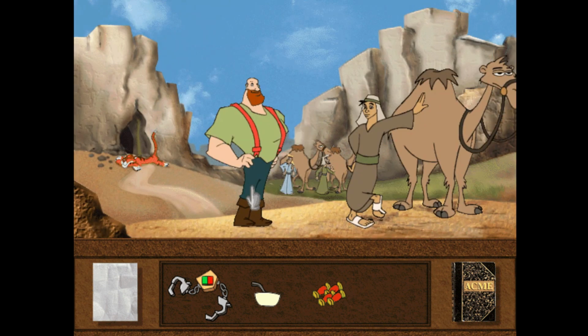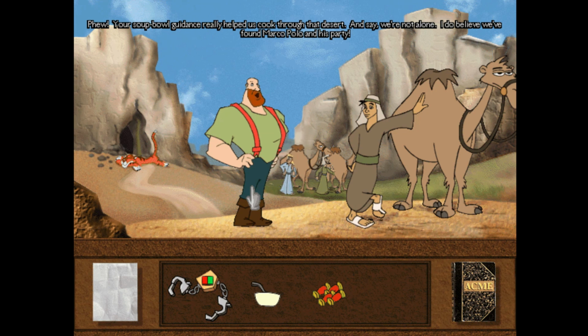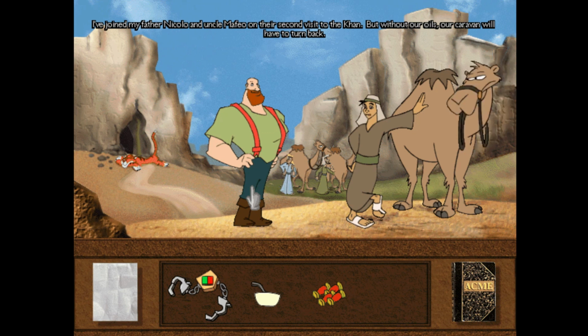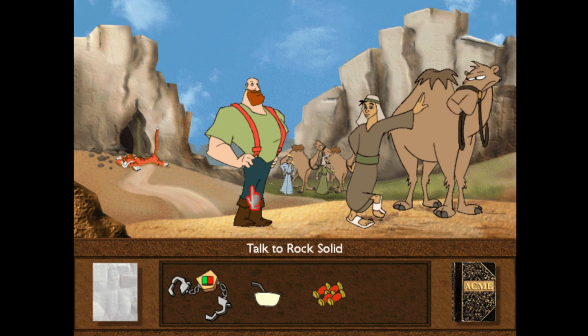And here they are. Phew, your soup bowl guidance really helped us cook through that desert. And say we're not alone. I do believe we found Marco Polo and his party. I've joined my father Niccolo and Uncle Maffeo on their second visit to the Khan. But without our oils, our caravan will have to turn back.